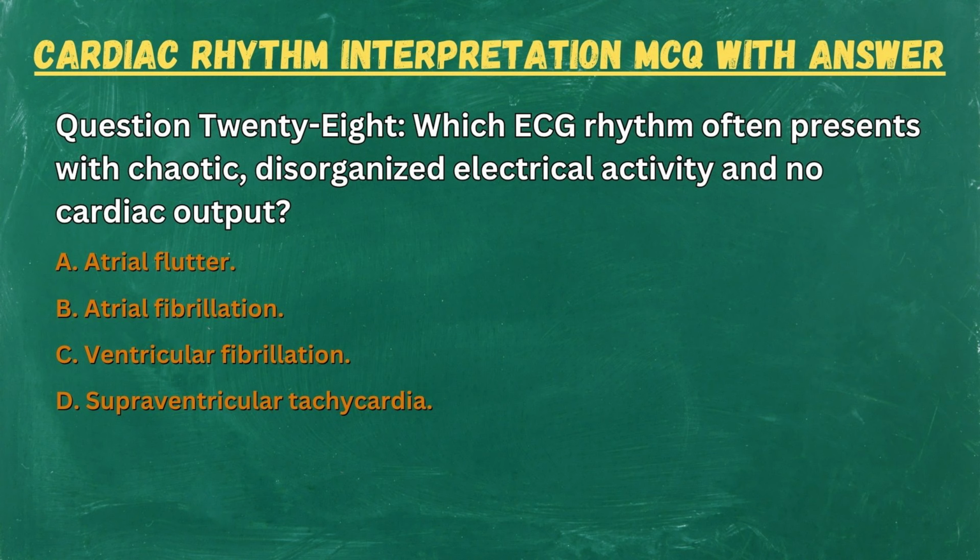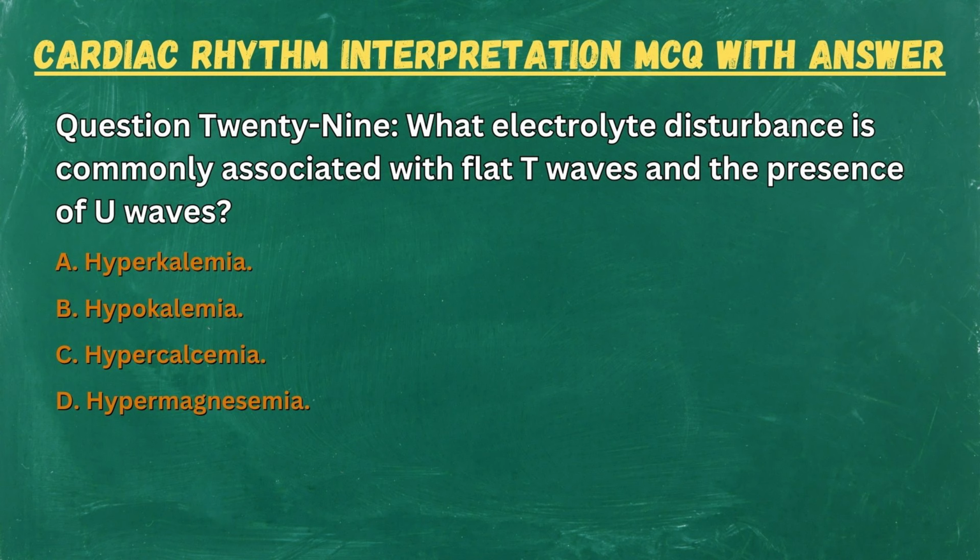Question 28. Which ECG rhythm often presents with chaotic, disorganized electrical activity and no cardiac output? A. Atrial flutter. B. Atrial fibrillation. C. Ventricular fibrillation. D. Supraventricular tachycardia. Answer: C. Ventricular fibrillation.